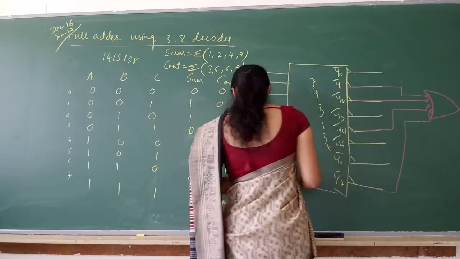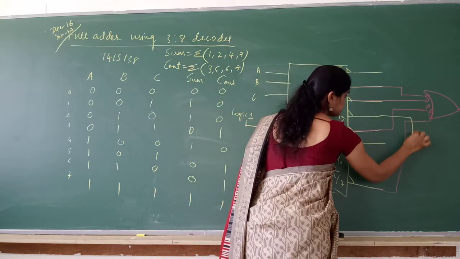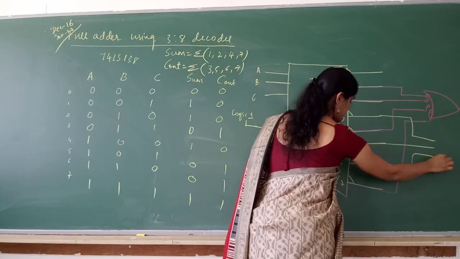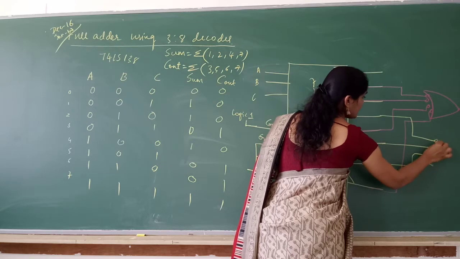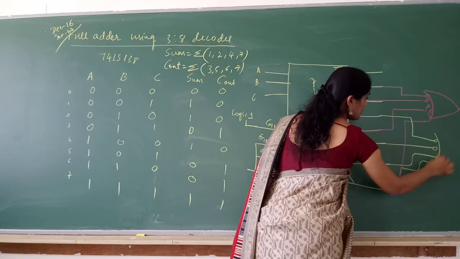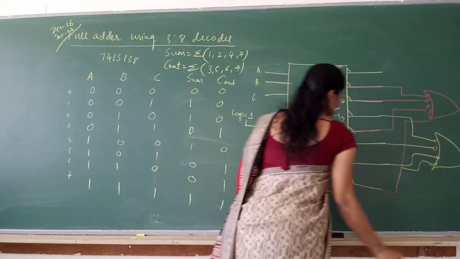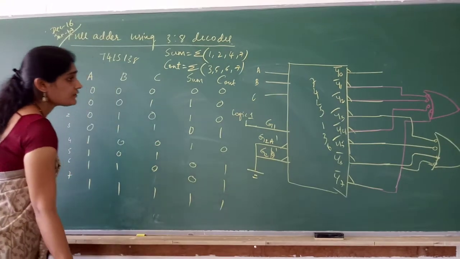Now for carry, what is it? 3, 5, 6, 7. Now give these four to a bubbled OR gate and this will be carry. Okay. Sum is 1, 2, 4, 7. Carry is 3, 5, 6, 7.